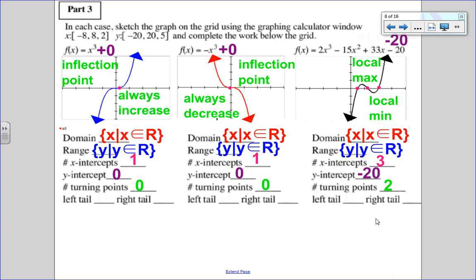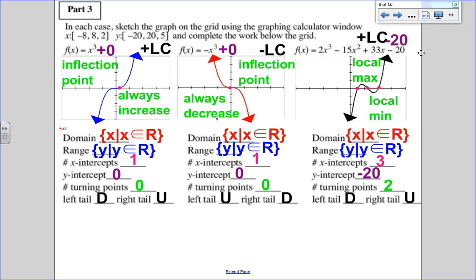Now let's talk about the end behavior. So for the blue graph, the left tail is pointing down, the right tail is pointing up. That is because I have a positive leading coefficient. The red graph, the left tail is up, the right tail is down. That's because I have a negative leading coefficient. Over here, my left tail is down, my right tail is up. I have a positive leading coefficient. That's why it works. So I'm starting to see some things that are in common with these, but I want to look at some more just to be sure.